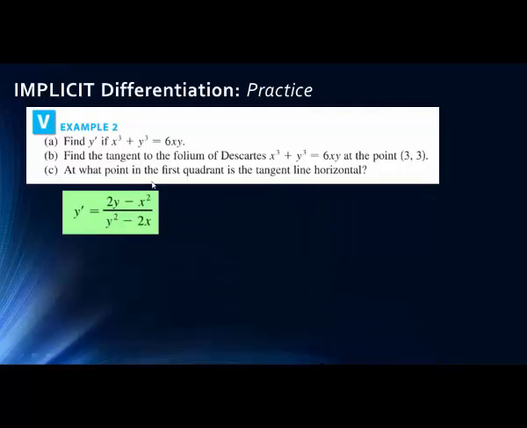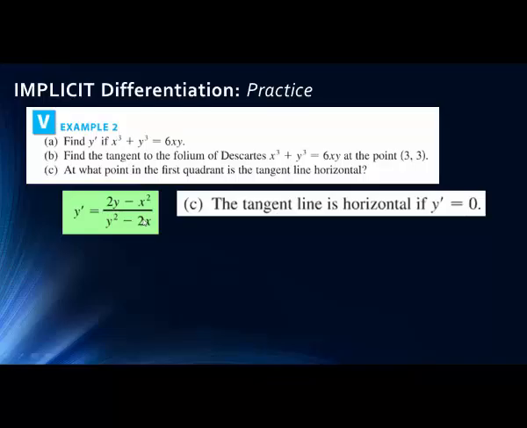The last question asks us to find at what point in the first quadrant is the tangent line horizontal. So we're in the first quadrant, so this means x and y are both positive and greater than 0. Okay? So remember that the tangent line horizontal means that the tangent or the slope of that line is equal to 0. The slope of a horizontal line is equal to 0, which means that our derivative is equal to 0. Okay? So the tangent line is horizontal if y prime equals 0.